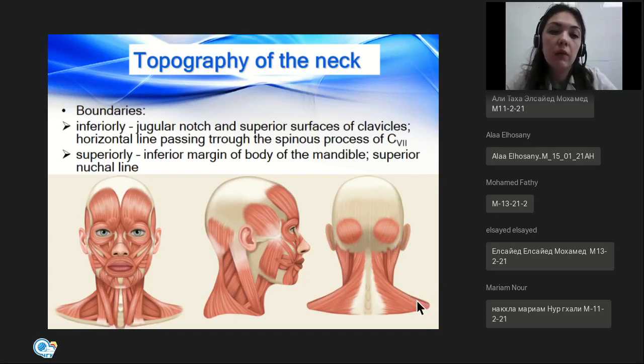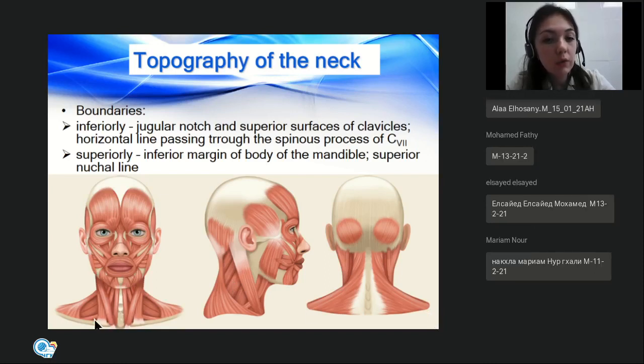And in the neck, several regions are distinguished. Like there is the anterior cervical region, lateral cervical region, and posterior cervical region. Boundaries.